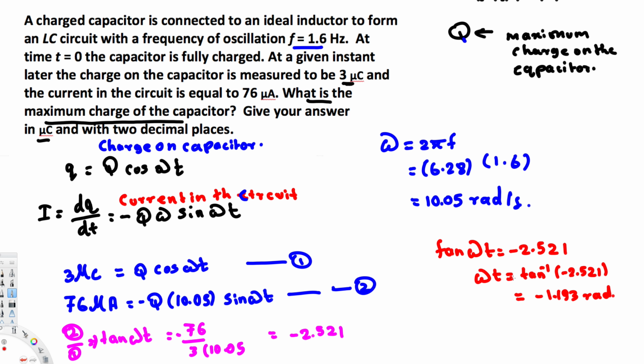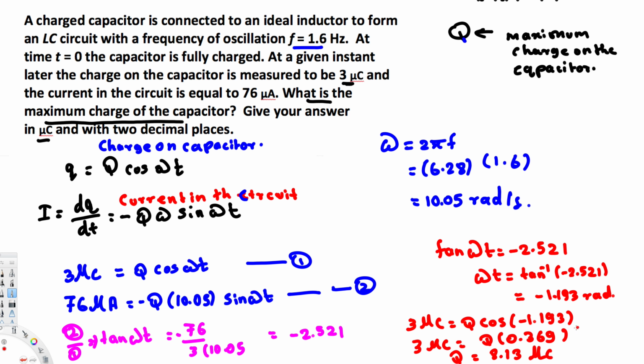After we find omega t, we can plug it into one of these equations to solve for Q. The best equation to plug it into is the first equation because that's simpler. So this is going to be 3 microcoulomb is equal to Q cos omega t. Instead of omega t, I'm going to plug in negative 1.193, and you still have to keep this in radians. If you calculate this, you will get Q times 0.369, and on the other side we have 3 microcoulomb. If you solve for Q, you will end up with Q is equal to 8.13 microcoulomb, and that's going to be the final answer.